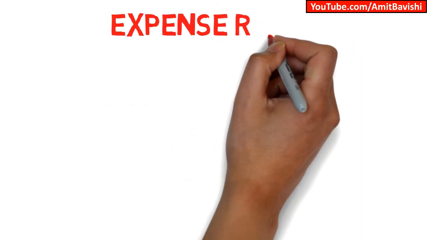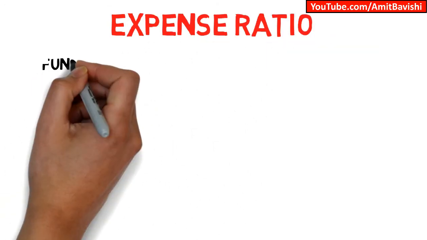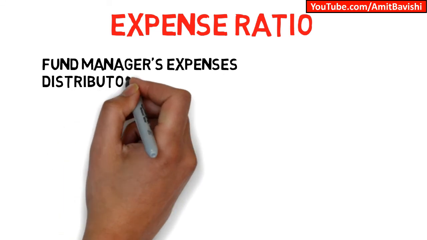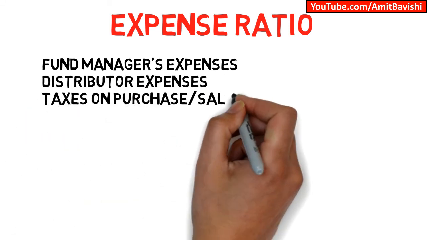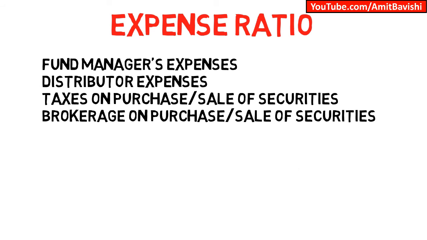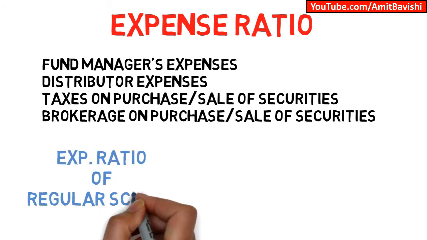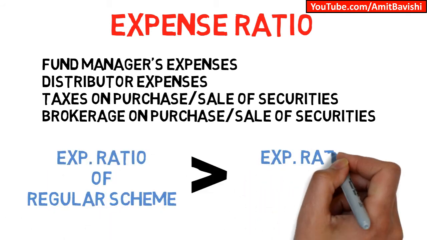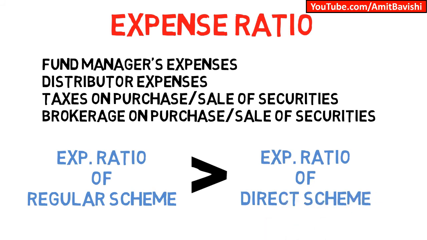Next is expense ratio. There are many expenses like fund manager expense, distributor's expense, tax on purchase or sale of securities, brokerage on purchase or sale of securities, etc. A total of such expenses charged to a scheme for the month expressed as a percentage of average monthly net asset is known as expense ratio. Expense ratio for a regular scheme will always be more than direct scheme. To know more about direct and regular scheme, check my video on it, listed and linked in the description.